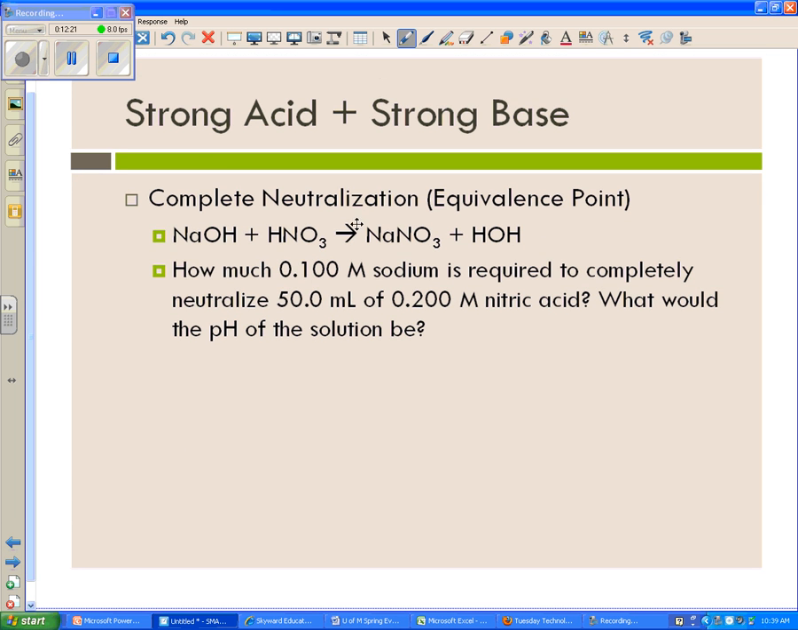Let's look at the complete neutralization of sodium hydroxide and nitric acid. This is often referred to as the equivalence point. The reason why it's referred to as the equivalence point is because it's when the moles of acid, of hydrogen ions, are equivalent or equal to the moles of base or hydroxide ions.